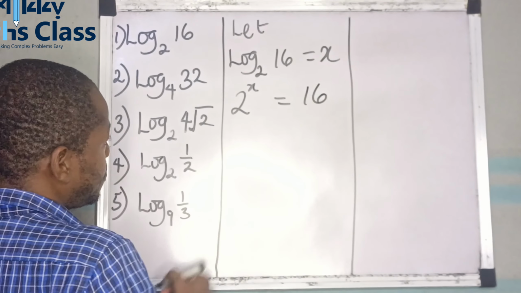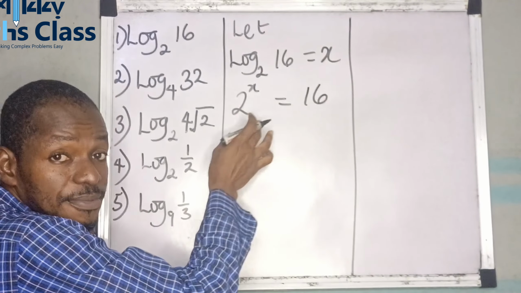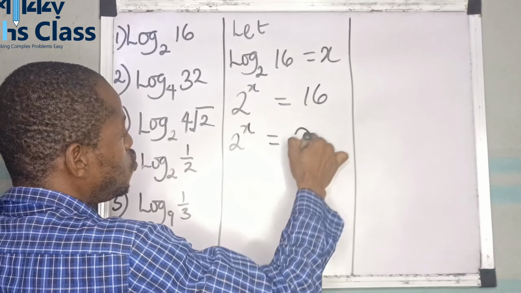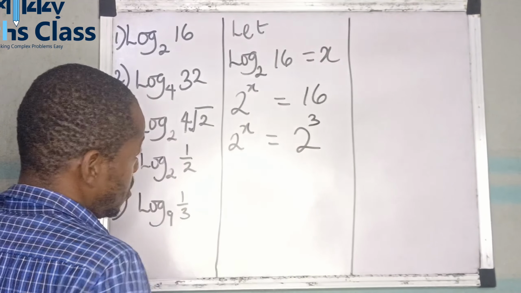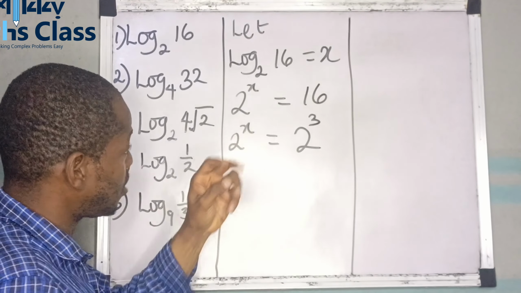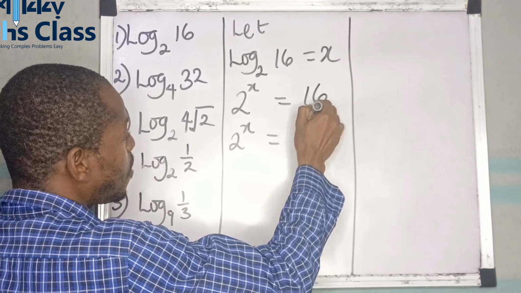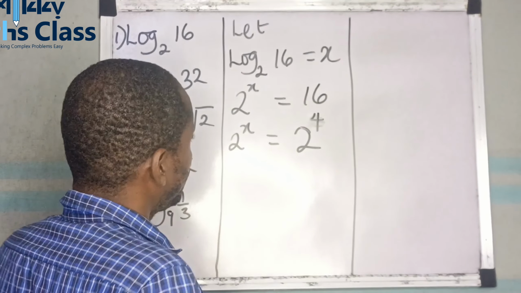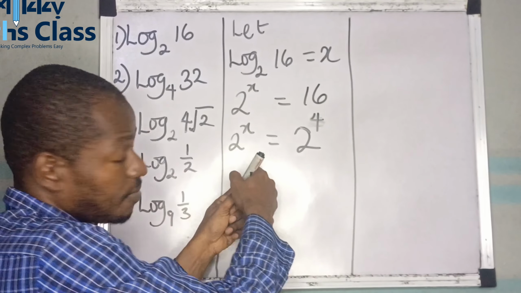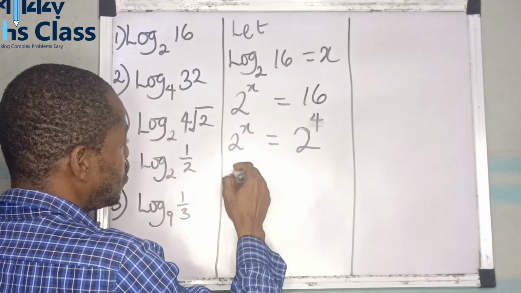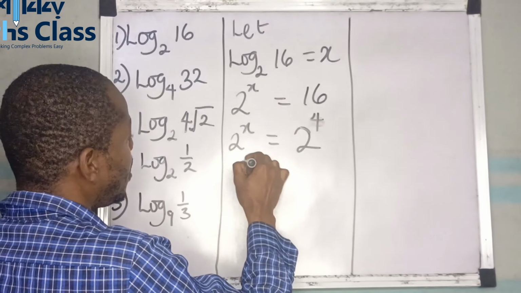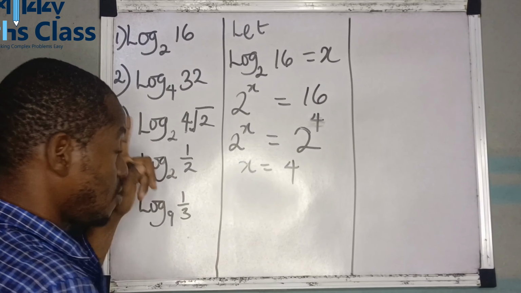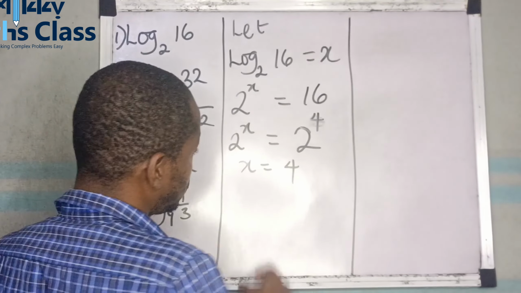So from there, make 16 have a base of 2. So this is 2 to the power of x equals 2 to the power of 3, because 2 times 2 is 4, 4 times 2 is 8, 8 times 2 is 16. That's 2 to the power of 4, sorry. 2 to the power of 3 is 8. So from here, they have equal base. Now, cancel out the base, equate the powers. It follows that x equals 4. So the value of logarithm of 16 to base 2 is 4.